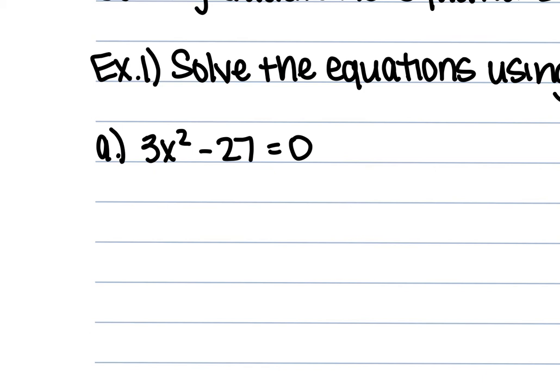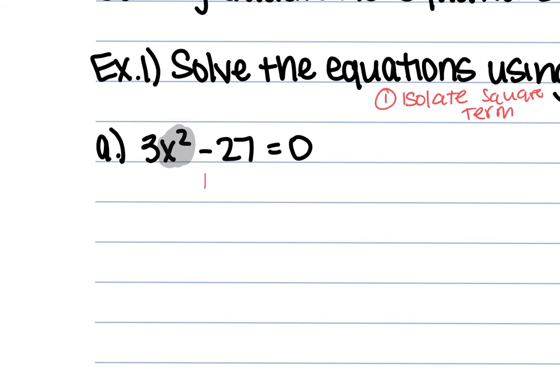So in this example, we're going to follow two steps for these equations. Step number 1 is you have to isolate your square term. Now, our square term is whatever's being squared. So in this first example, it's just x squared. The 3 here, guys, is not being squared. It's not in parentheses. So we have to get rid of that 3 as well.